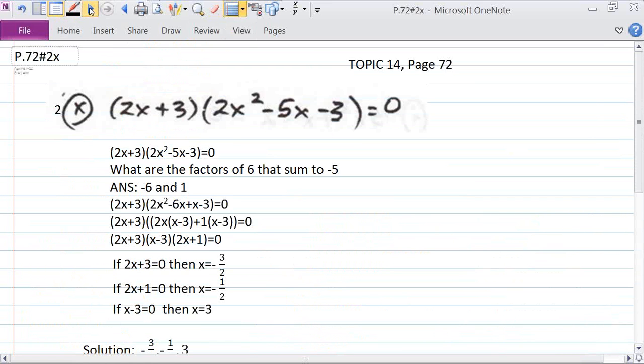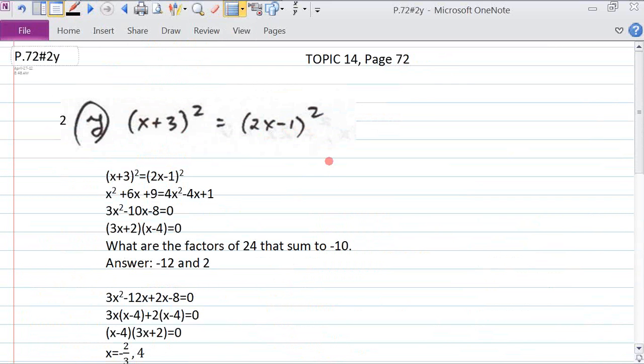Okay, let's go look at 2y. First thing we're going to do is multiply x plus 3 times x plus 3. That gives us x squared plus 6x plus 9. Going to multiply 2x minus 1 times itself.